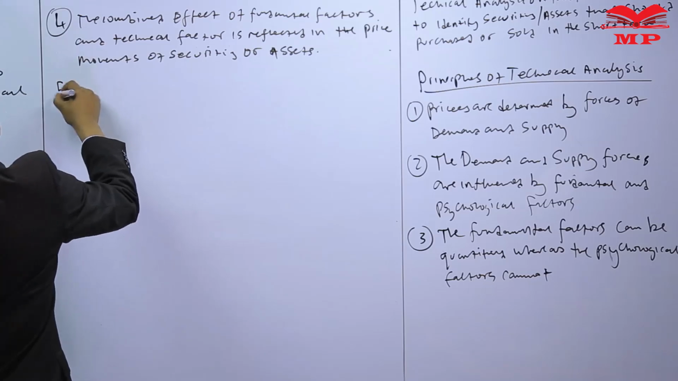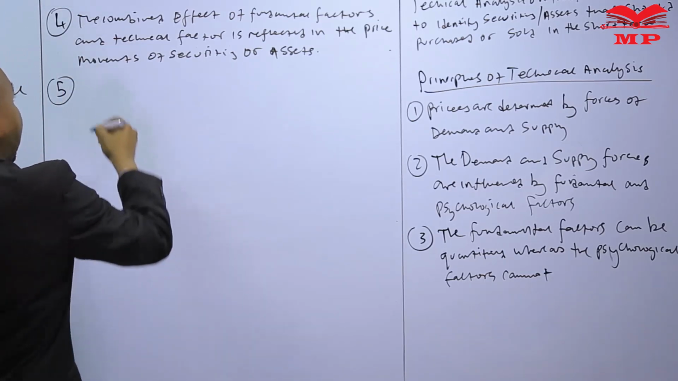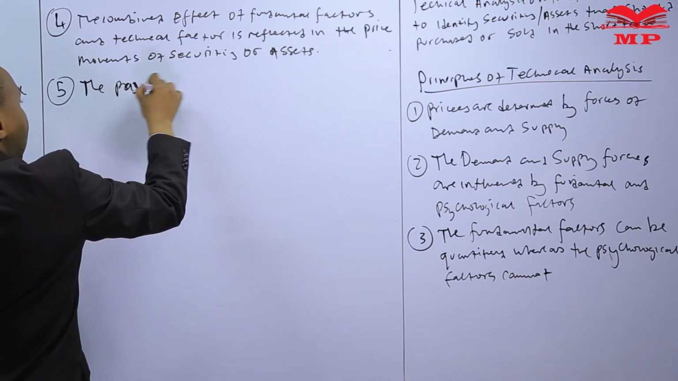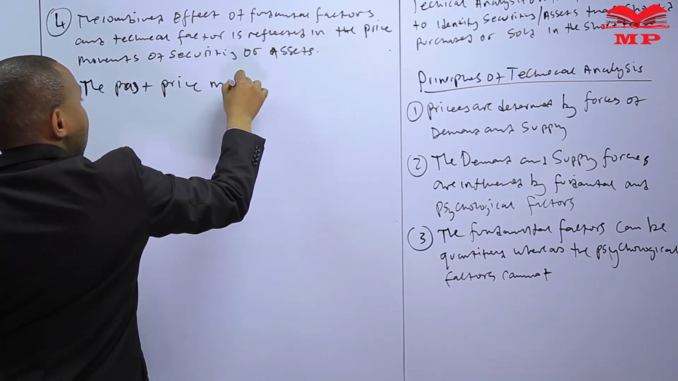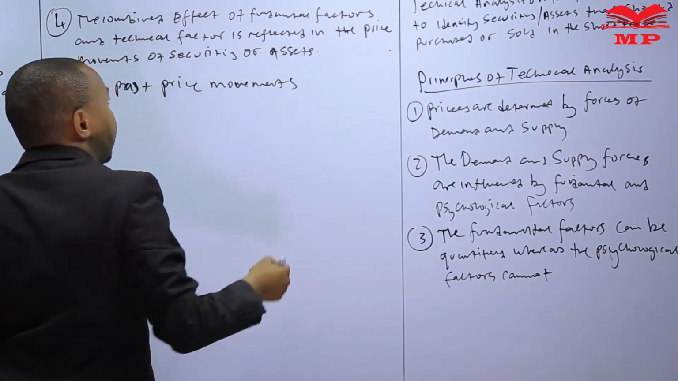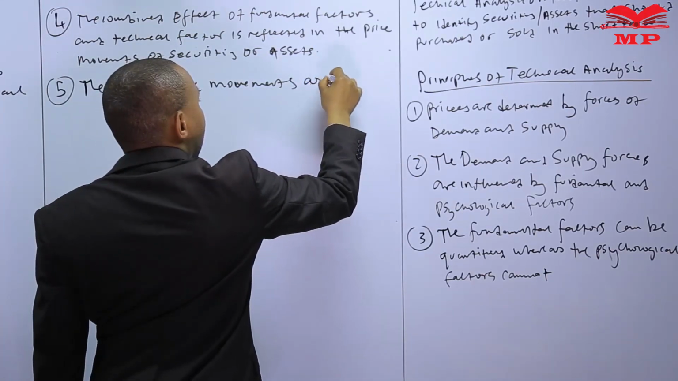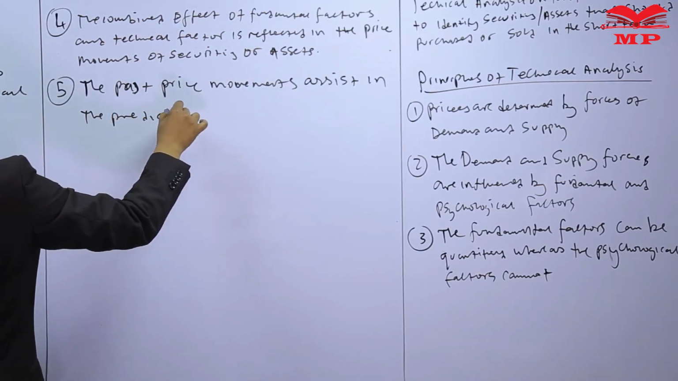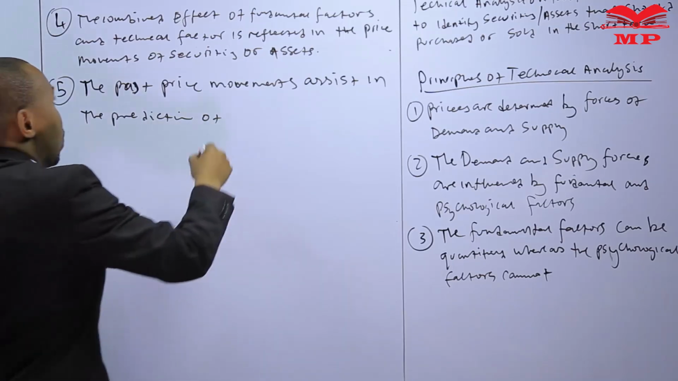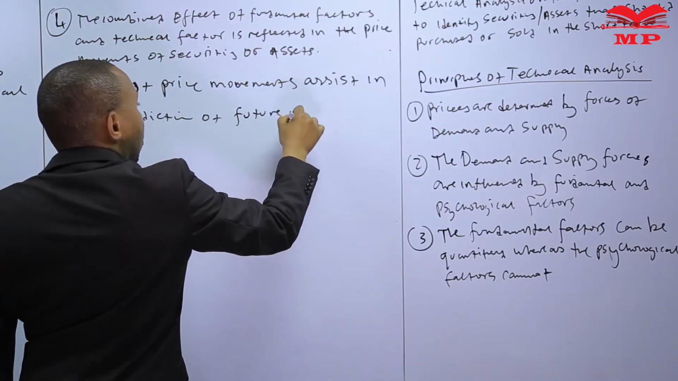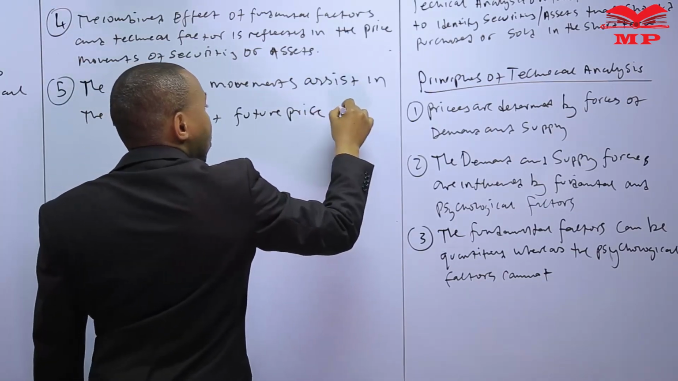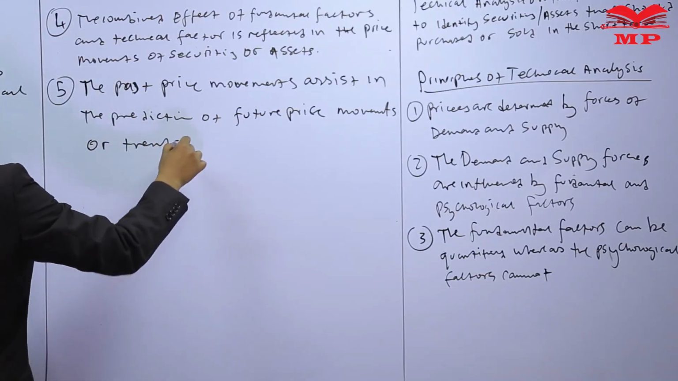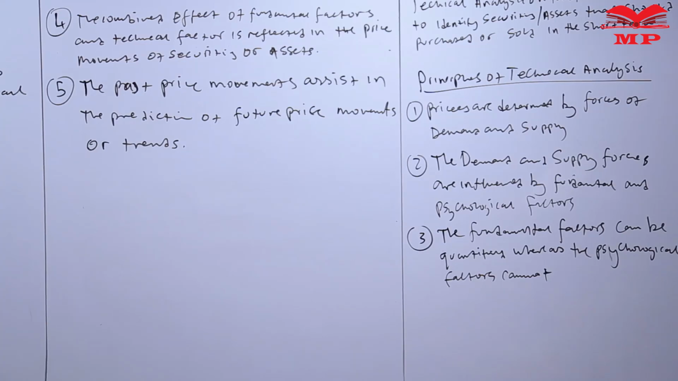We can look at the 5th one there, and we say that past price movements assist in the prediction of future price movements or trends. So those are the 5 principles that guide technical analysis.